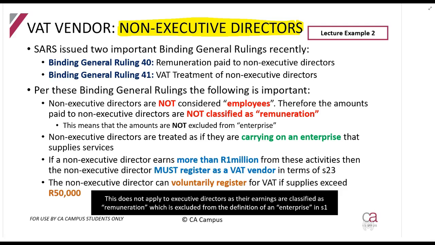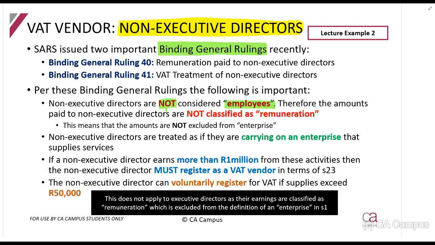Now, SARS has issued 2 binding general rulings recently. A binding general ruling is a general ruling which binds people to it. So SARS identifies how a certain transaction or a certain event must work for tax purposes, and then they'll issue this ruling to people saying this is how we're going to treat it from now on, and this is what you need to do. Now, what these 2 binding general rulings said is that they've officially said, we do not consider non-executive directors to be employees, because they don't work on a day-to-day basis for the company. They're almost like an independent contractor.